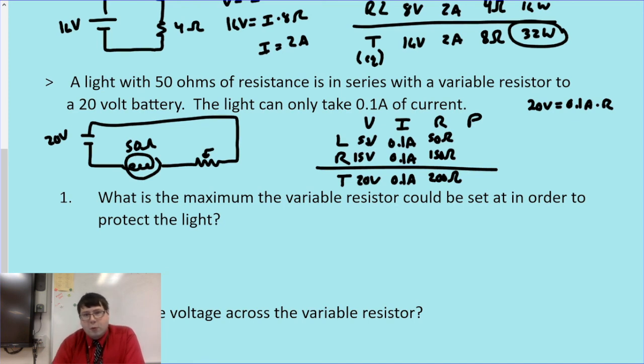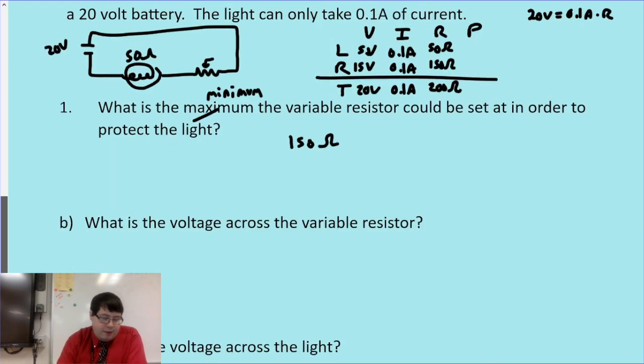We don't need power for this one, so I'm going to go ahead and leave power as an exercise to you. Now it says, what's the maximum the variable resistor could be set at in order to protect the light? This actually should say minimum, because if the resistance goes up, it's only going to be better. If it goes down, though, the light might blow out because the current would be there. But we've already seen here that the resistance through my variable resistor must be 150 ohms.